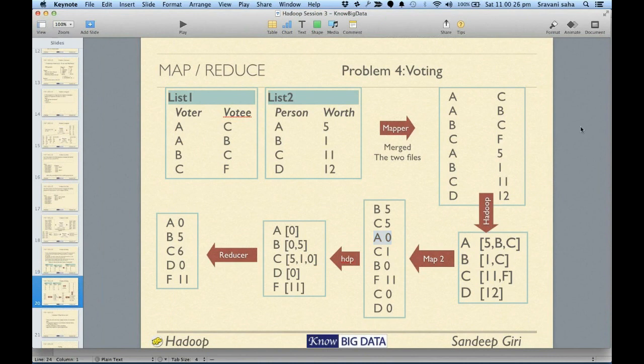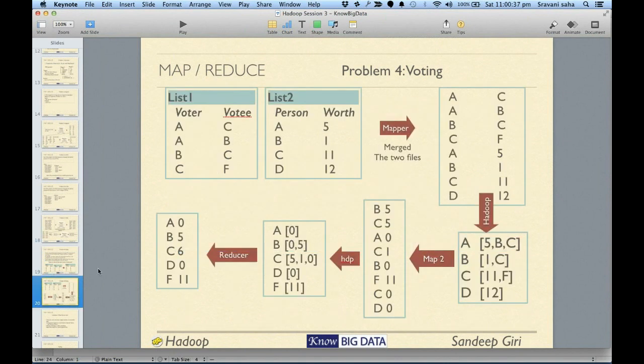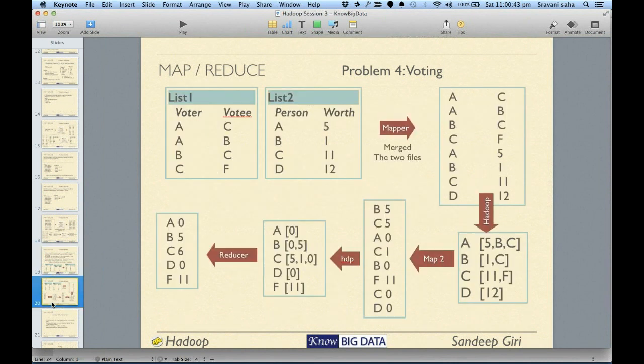Okay, and 0 is basically assigned just for beauty reasons, because as part of the problem statement we wanted 0 in the output. Okay, if you don't put zeros in this, then this will never come. Therefore I have put zeros against each one also. All right.